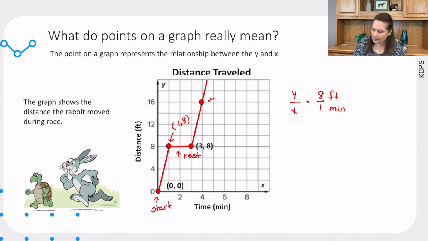And you'll notice here, our ordered pair would be 4, 16. So let's check and make sure if he's still going at the same speed. So 16 over 4, that can be simplified. Common factor 4, so that's going to be 4 over 1. So he's now at that point traveling 4 feet per minute. So he's actually slowed down from the original speed that he started with.